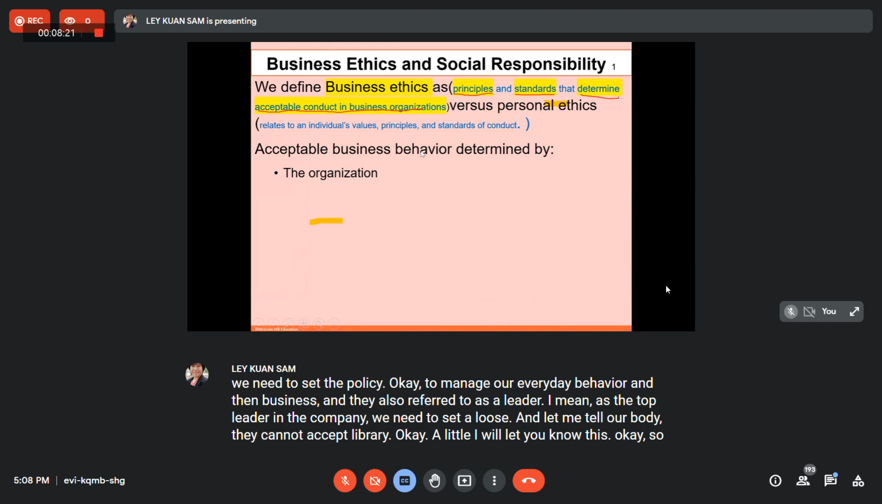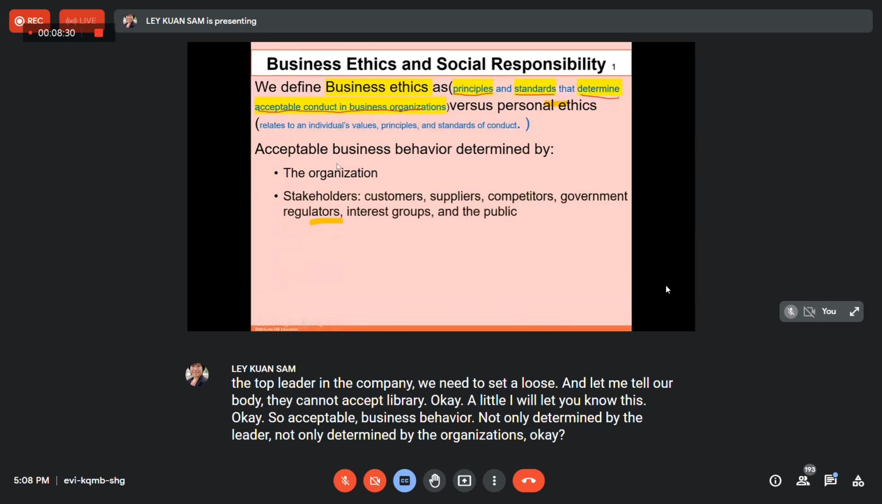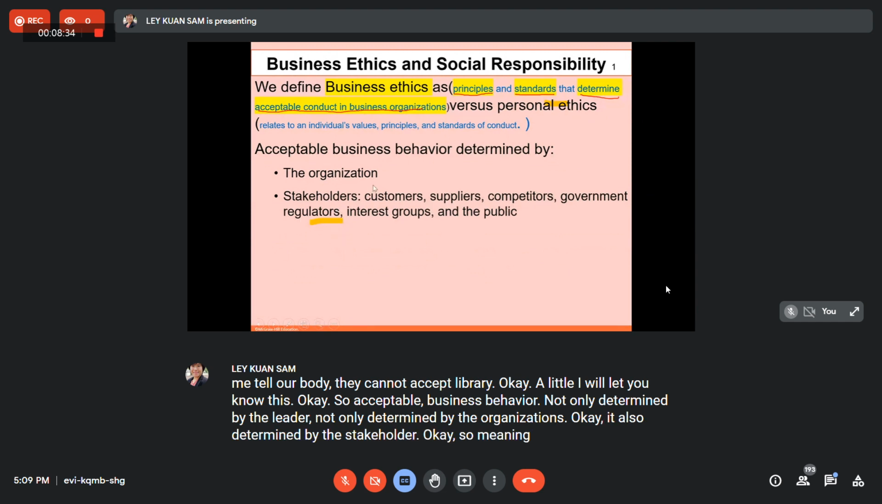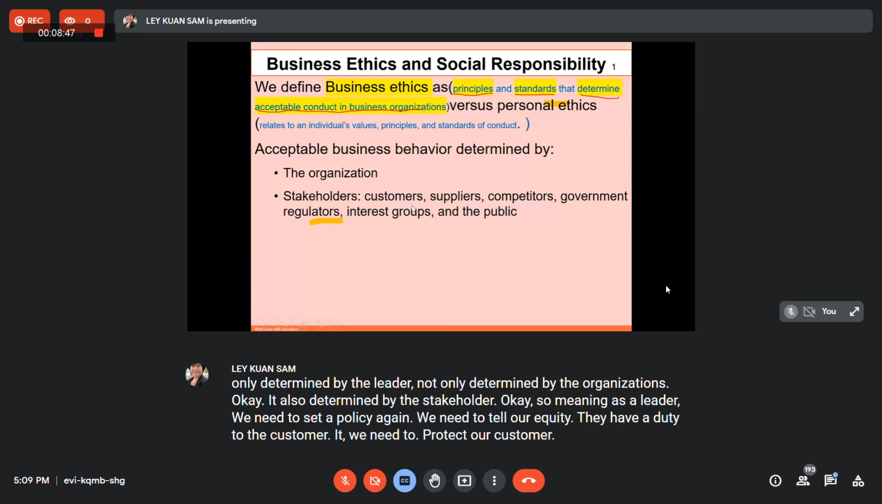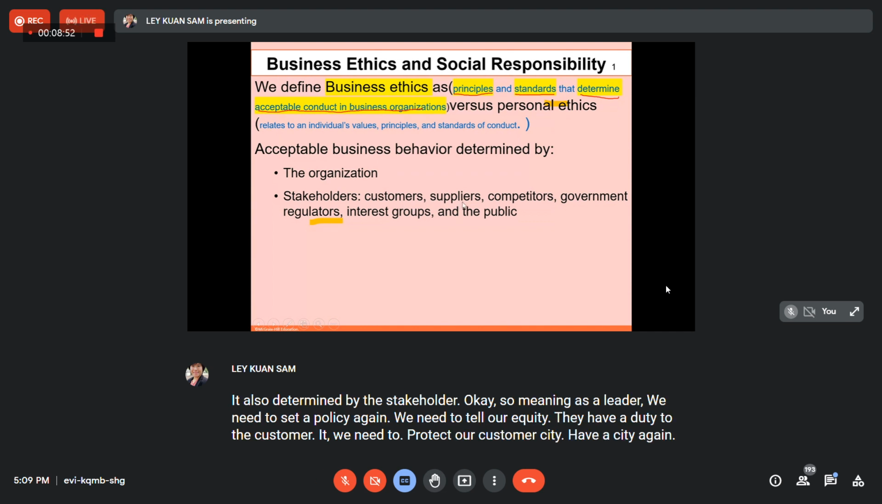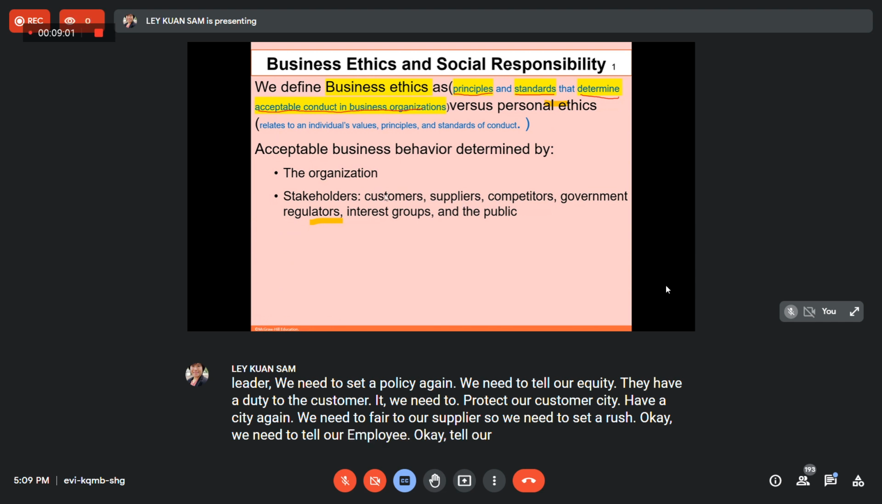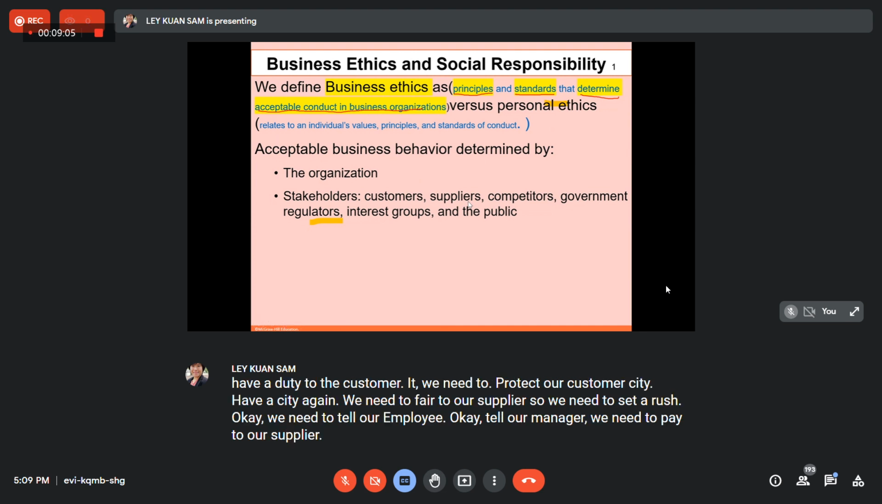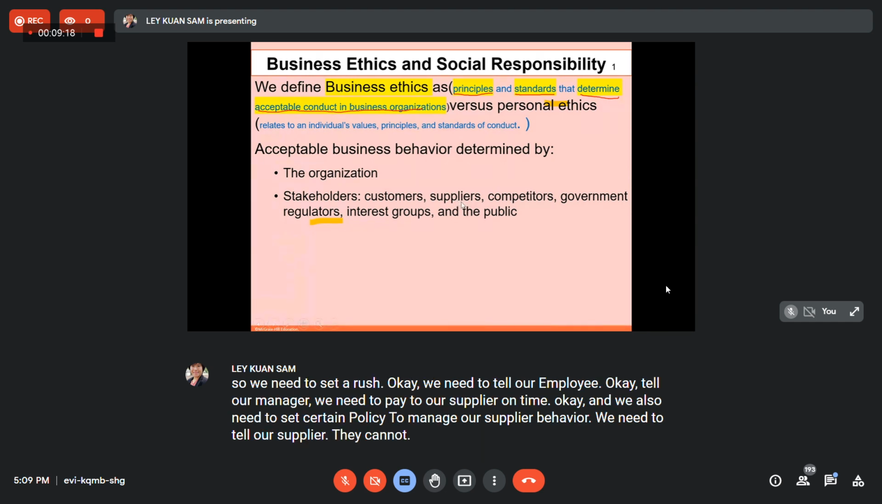Acceptable business behavior is not only determined by the leader or the organization, it is also determined by the stakeholders. As a leader, we need to set a policy. We need to tell our employees they have a duty to the customer. We need to protect our customers' health and safety. We need to be fair to our suppliers, so we need to set rules. We need to tell our managers we need to pay our suppliers on time. We also need to set certain policies to manage our suppliers' behavior. We need to tell our suppliers they cannot hire child labor. The materials produced by them must be of good quality.